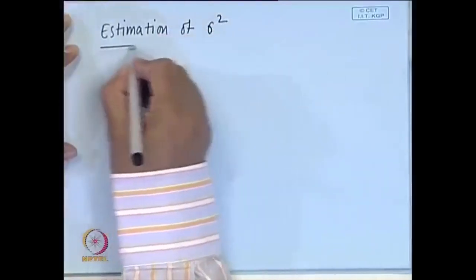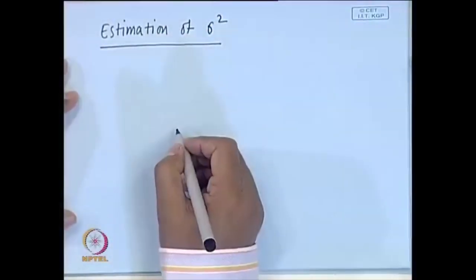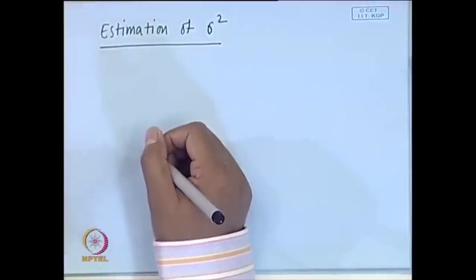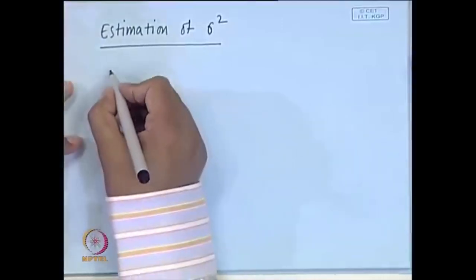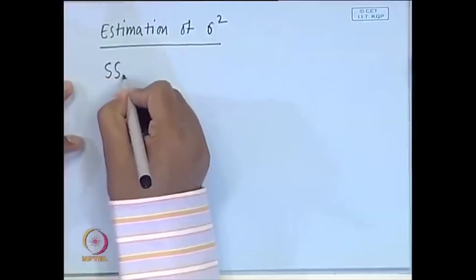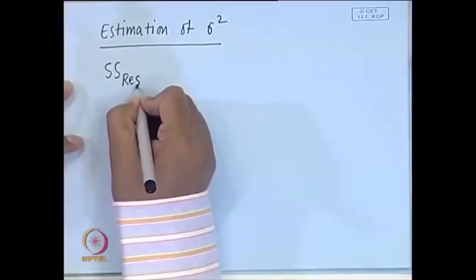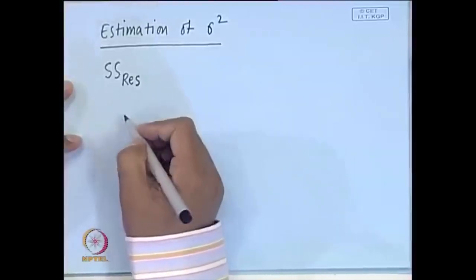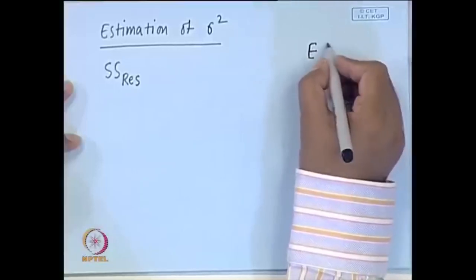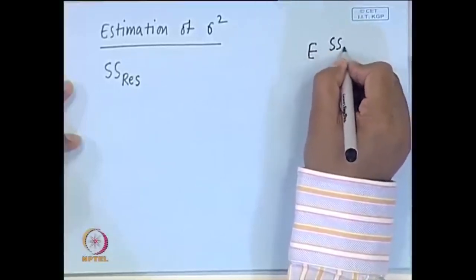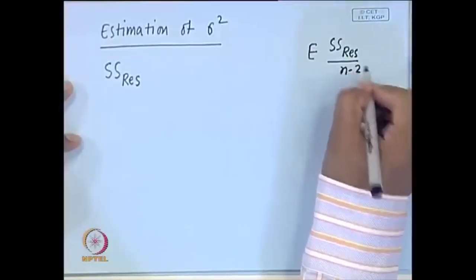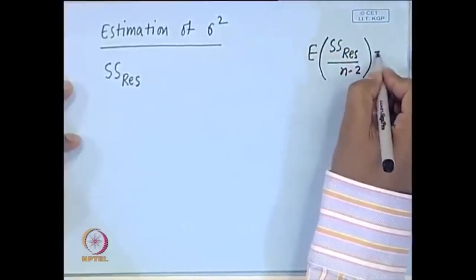Estimation of sigma square. Well, the estimation of sigma square is obtained from the residual sum of square, SS residual, and finally, we will be proving that the expected value of SS residual by n minus 2 is equal to sigma square.